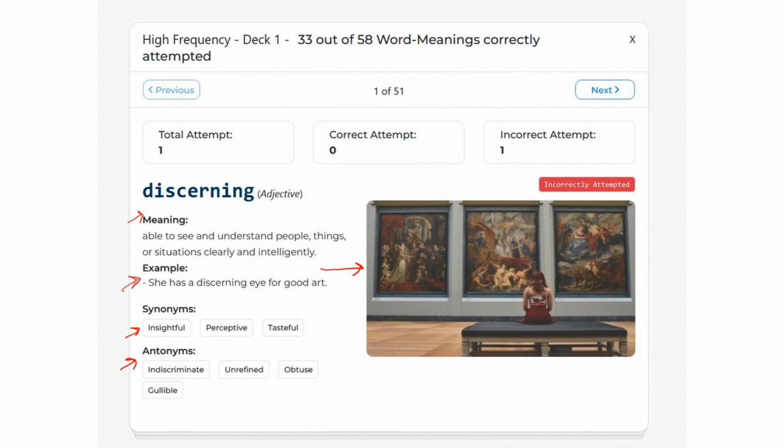So once you have gone through a certain deck, there are quizzes which you can attempt and which will show you whether you have been able to successfully remember that word or not. All right, so we have nearly 1,500 such flashcards distributed over those decks that I showed you earlier.